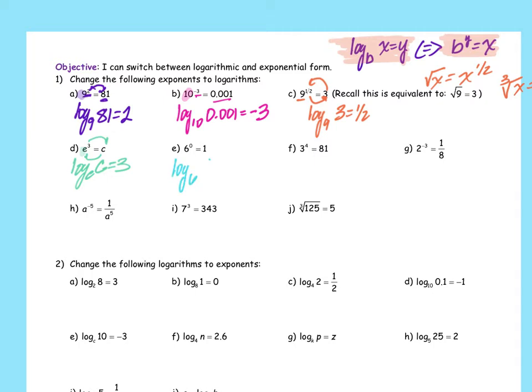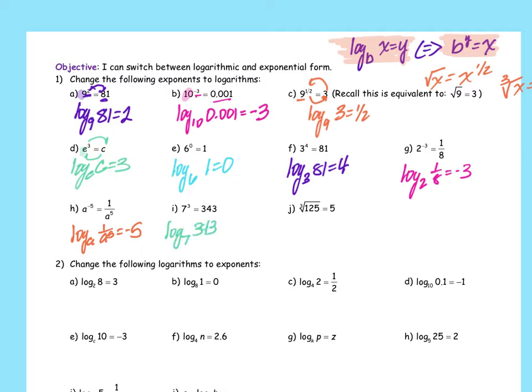And then the number E is log base 6 of 1 equals 0. Then we get log base 3 of 81 equals 4. Log base 2 of 1/8 equals -3. Log base A of 1 over A to the 5th equals -5. Log base 7 of 343 equals 3. And then we get to J.